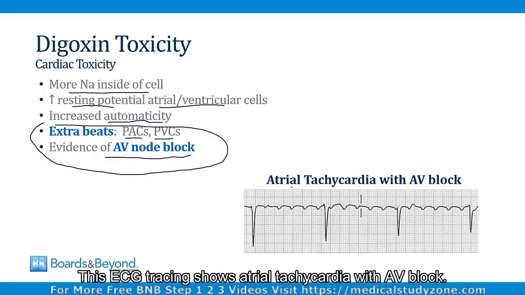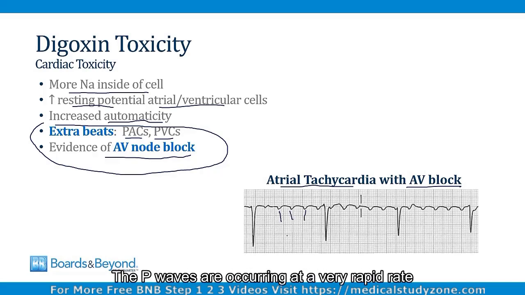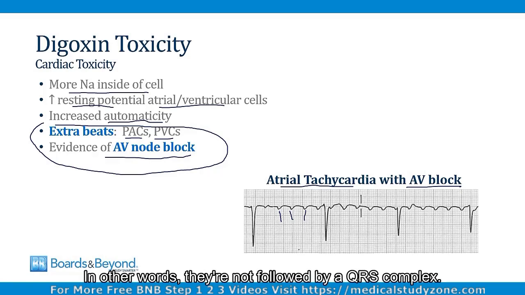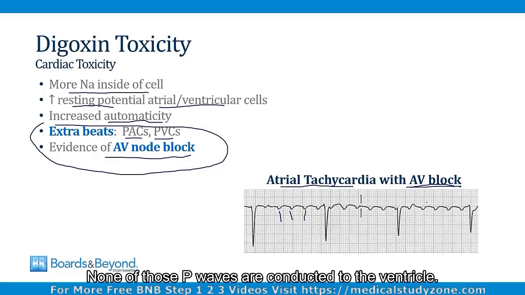This ECG tracing shows atrial tachycardia with AV block. If you look at the EKG, there are P waves here and here and here. The P waves are occurring at a very rapid rate of about 300 beats per minute, but those P waves are not generating a QRS complex. In other words, they're not followed by a QRS complex. That's because there's AV block. None of those P waves are conducted to the ventricle.